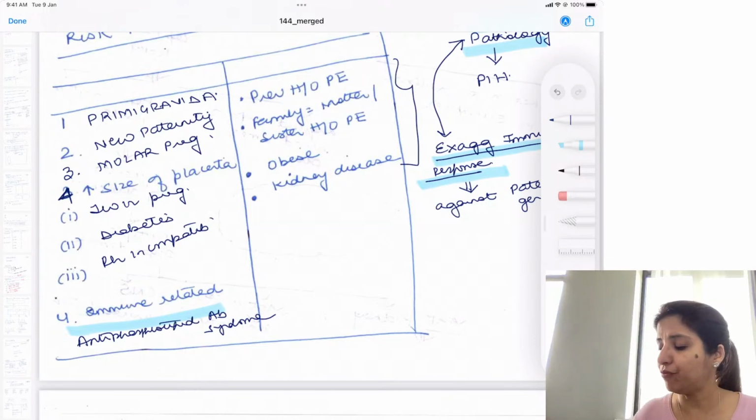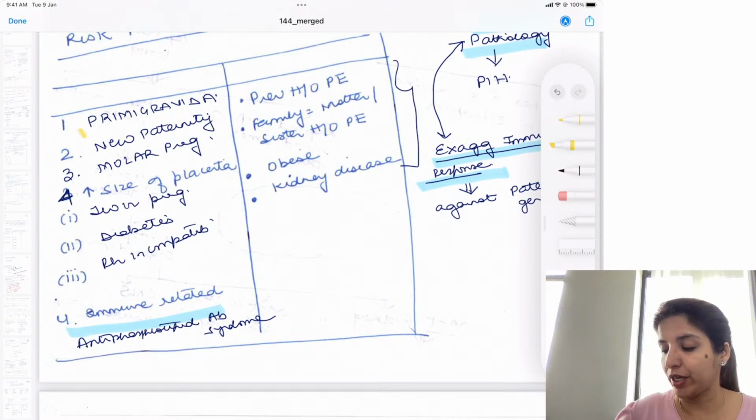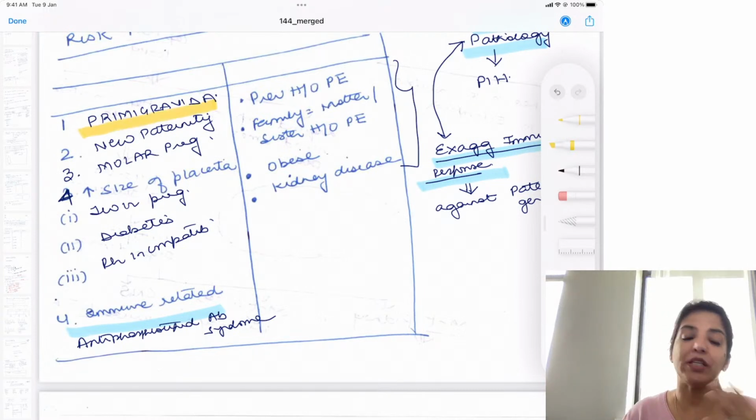Clear? Very, very important is primigravida. You get confused. So many times you people mark multigravida as a risk factor for PIH. It's primigravida as a risk factor for PIH. And now you've understood the logic, so I'm sure you are not going to make this mistake.